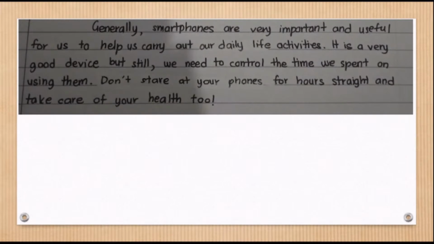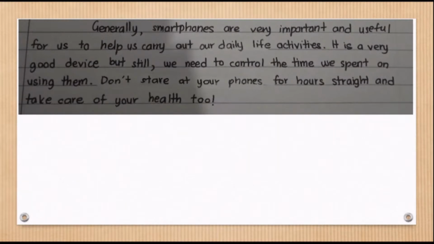Okay, so this student also gives advice to the readers on what they should do when dealing with the smartphone. "Don't stare at your phone for hours straight and take care of your health too." Okay, so very good and excellent.